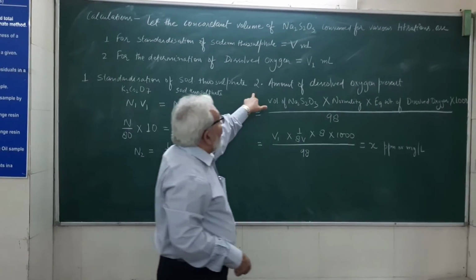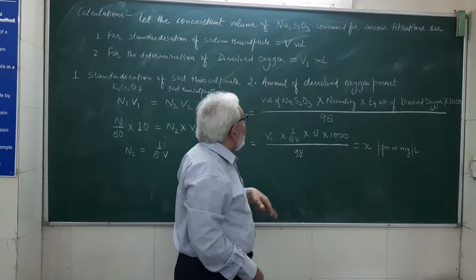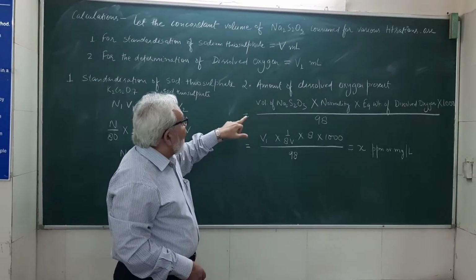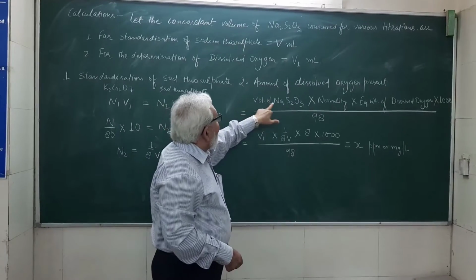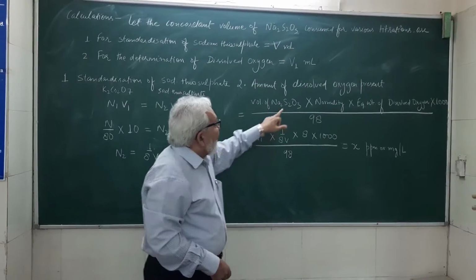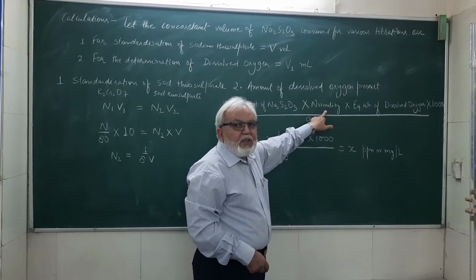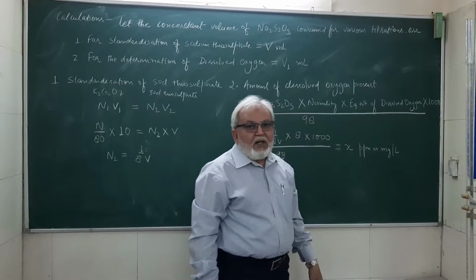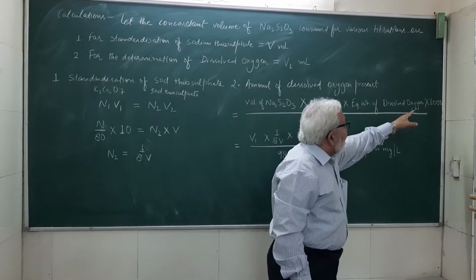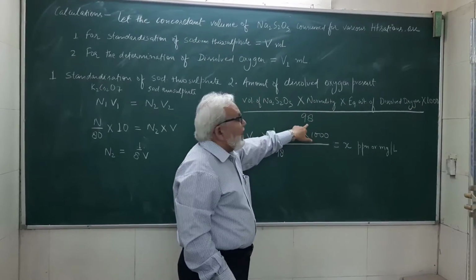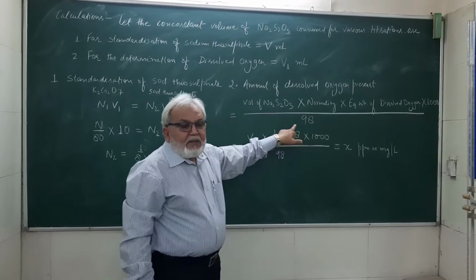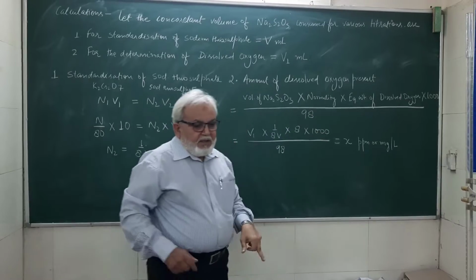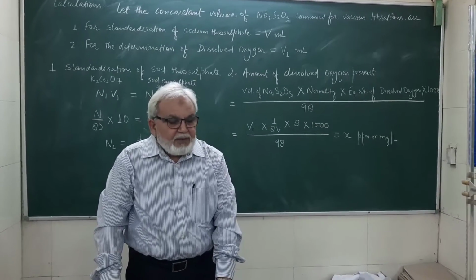Now the dissolved oxygen present will be calculated by this equation: volume of sodium thiosulfate consumed multiplied by the normality of sodium thiosulfate multiplied by the equivalent weight of dissolved oxygen, then multiplied by 1000 divided by 98, which is the volume of the solution taken.